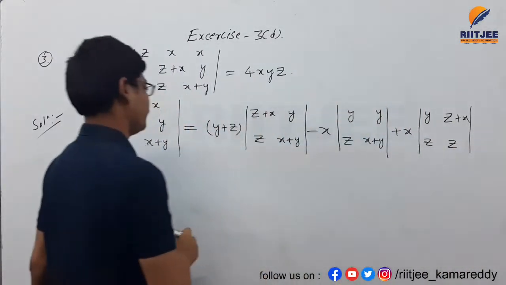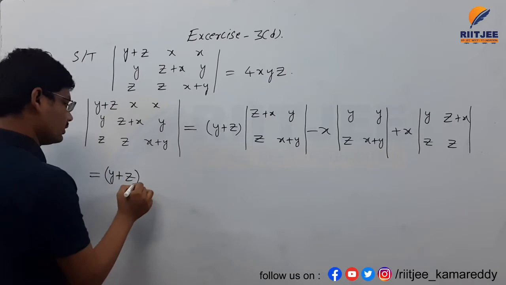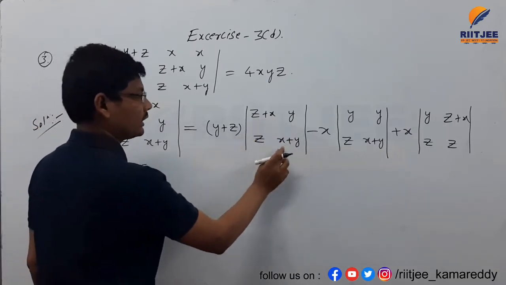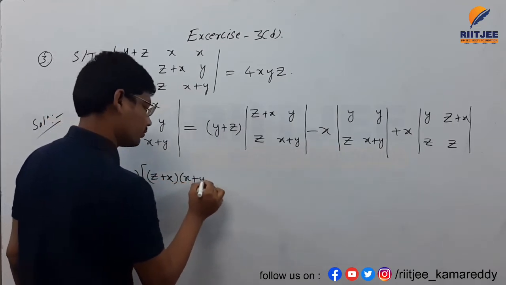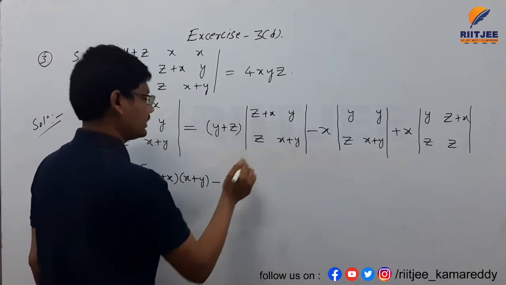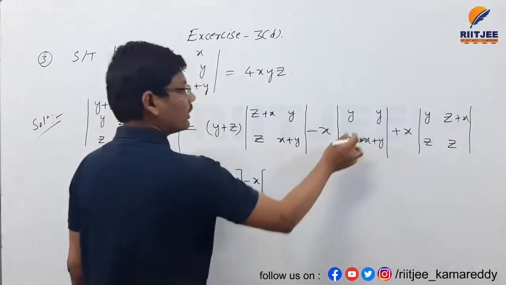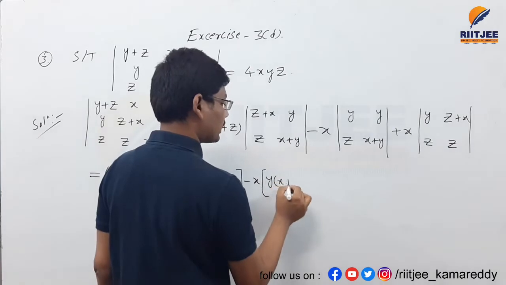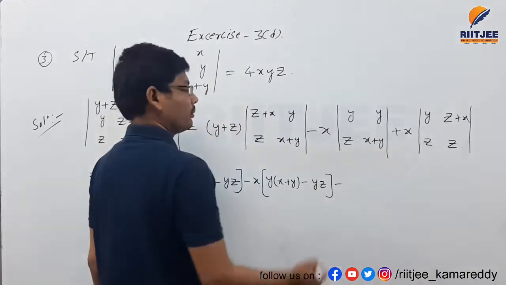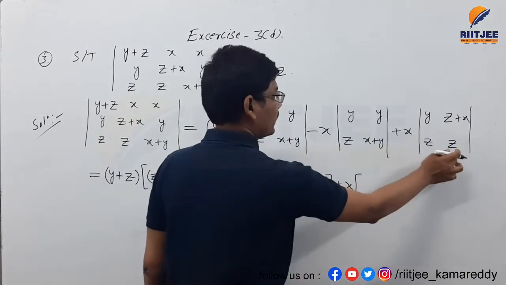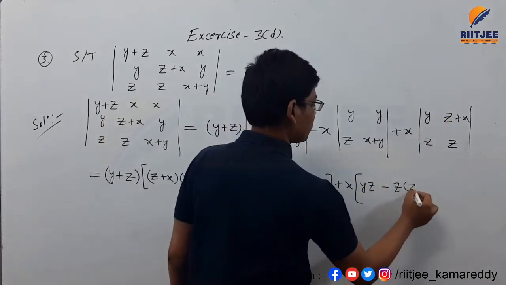And if you multiply y plus z into z plus x into x plus y, minus yz, bracket close, and minus x into y into x plus z, minus yz, next plus x into y into z minus yz, minus z into z plus x.